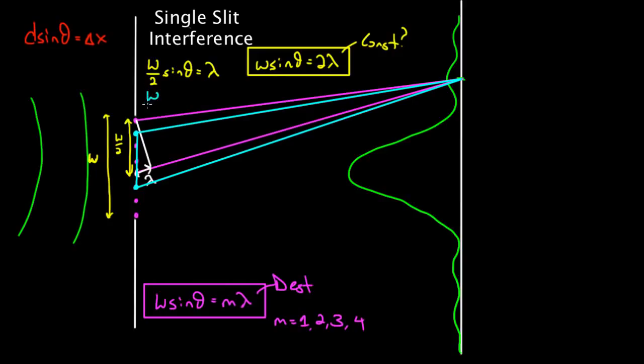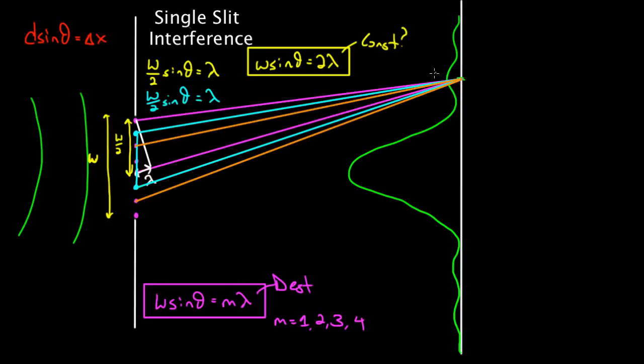So I'd still get w over 2 sine of the same angle, because it's the same point on the wall. So if w over 2 is the same, sine of theta is the same, then that's got to also be a path length difference of lambda, which means these two blue waves also interfere constructively. So this is looking pretty good, which is kind of bad. I'll show you why.